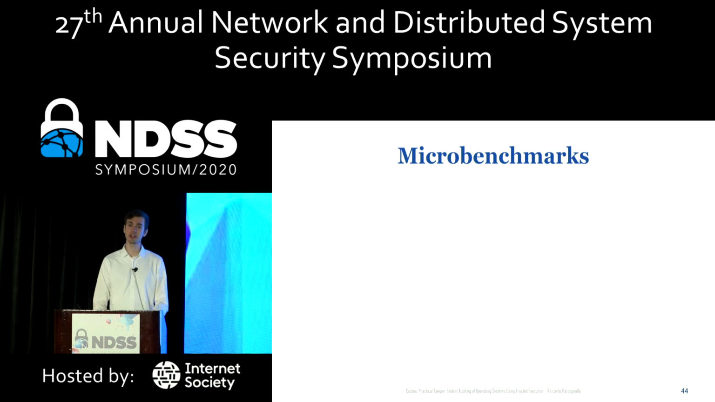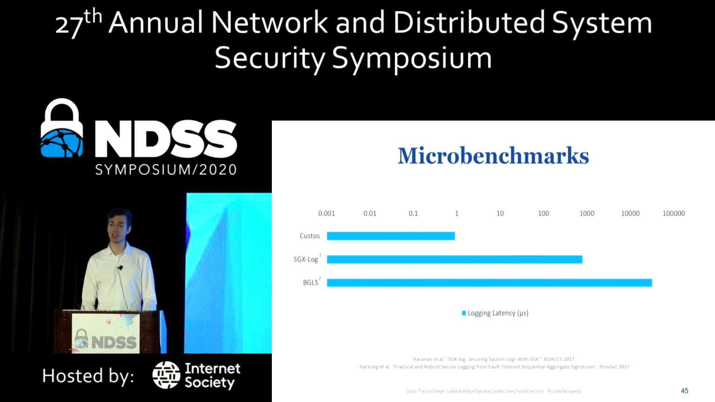So we compared our system with the state-of-the-art secure logging solutions, both in the cryptographic space and in the system space. So as I said, our system is called Custos and will be the first one in the line. And then we have compared it with SGXlog, which is a prior secure hardware-based scheme. And we have also compared it with BGLS, which is a cryptographic scheme. And this is the cost of logging one event. So when we have to secure one single event, this is the cost that we incur in the existing systems.